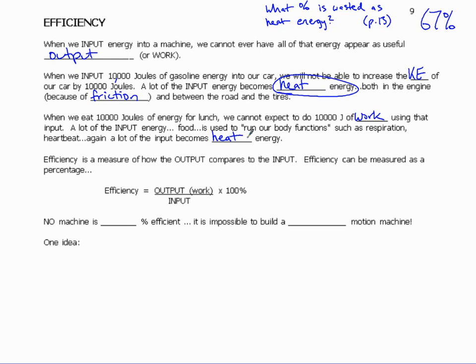Efficiency is the measure of how the output compares to the input, and it can be measured as a percentage. Efficiency equals the output or work divided by the input times 100%. Here's an idea. No machine is 100% efficient. It's impossible to build a perpetual motion machine. There's lots of ideas out there of people who think that they have a perpetual motion machine, but none of them work because nothing is 100% efficient.